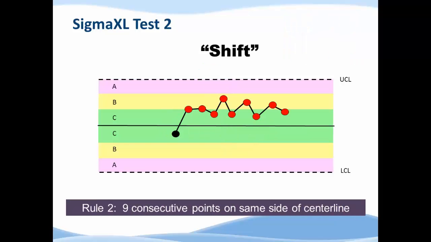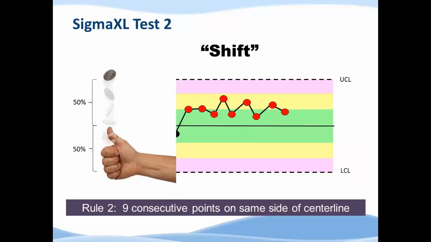Test 2 has a nickname. It is called a shift. 9 points or more in a row on the same side of the center line. Remember, one of the properties of a normal distribution is symmetry. Half the data is above the line and half the data is below the line. So literally there is a 50% chance that the next dot you see on this chart would be under the center line, a 50% chance it would be above the center line. So if you go for 9 dots in a row and they're all on the same side of the center line, that's akin to you flipping a coin 9 times and getting heads every time. That's just not random. It's not going to happen. Something special has caused that, and that's called a shift.